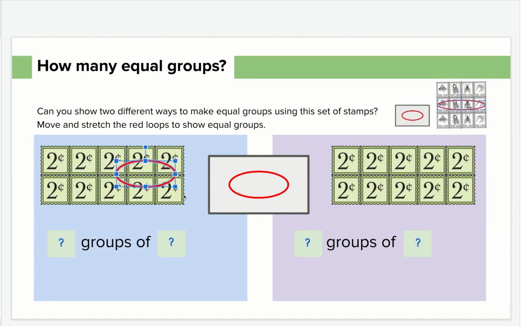And right now, I don't have an equal group. So if I did this, this would not be okay, because right now I have a bunch over here. It's not even really covering them up.